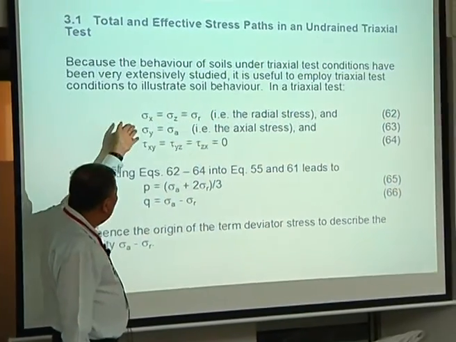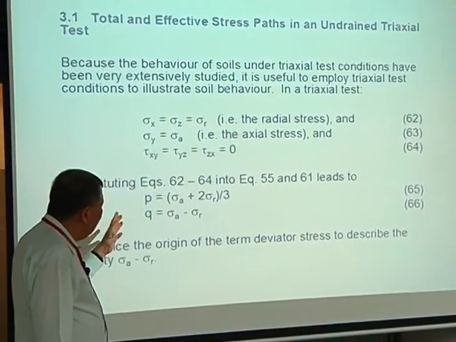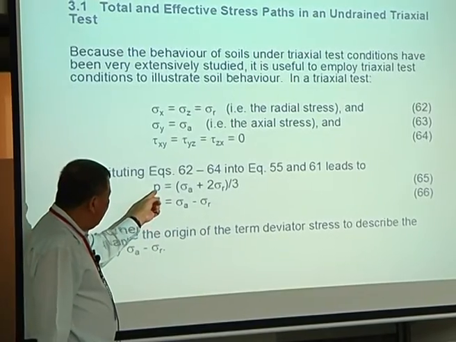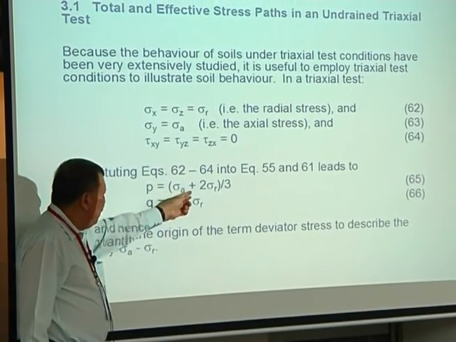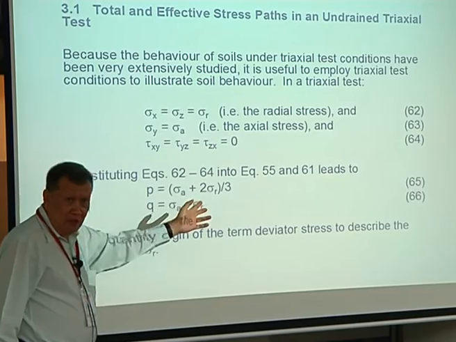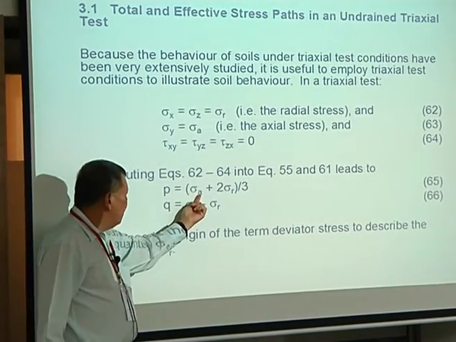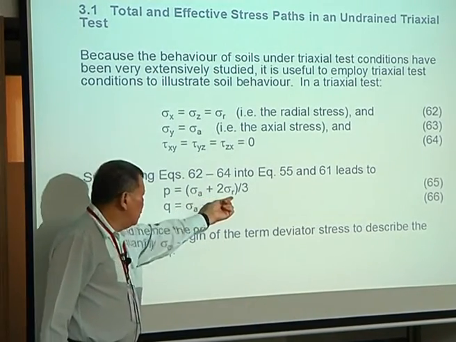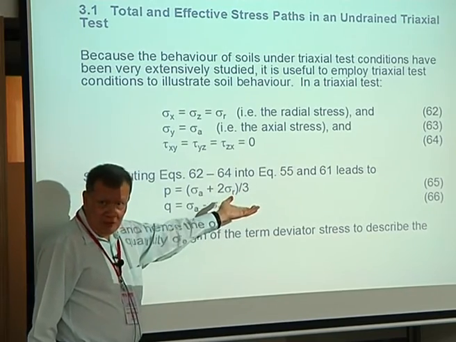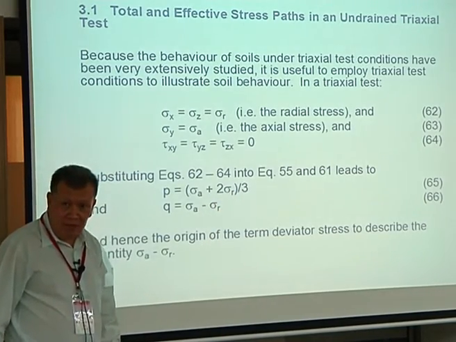Okay. So the moment you feed all this in, you can very quickly show that P equals sigma A plus 2 sigma R divided by 3. Now, you can in fact treat this as the major principal stress. So sigma 1 plus 2 sigma 3 divided by 3. Because they are in fact the major and the minor principal stress.